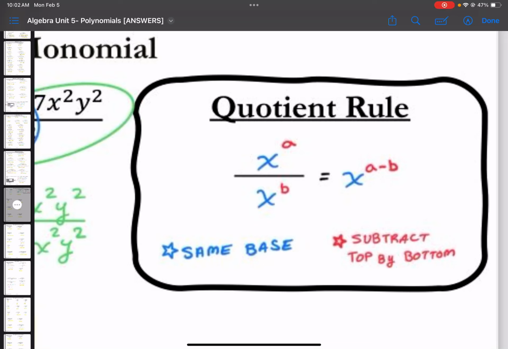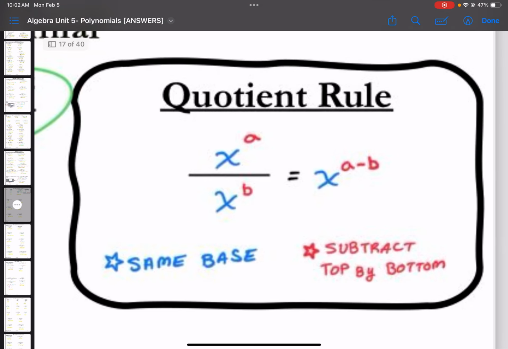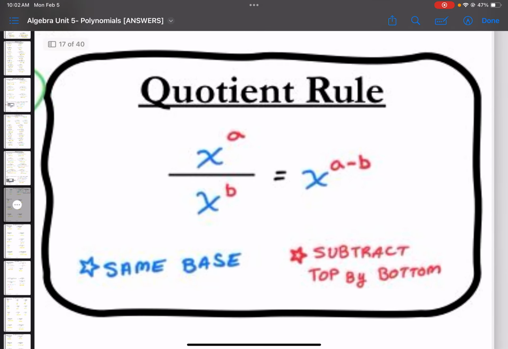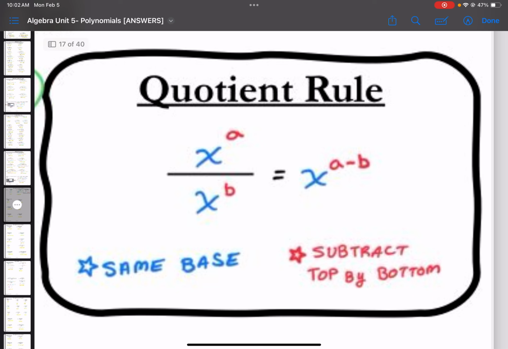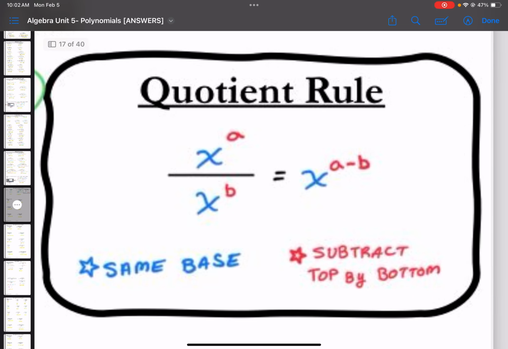Let's take a look at dividing polynomials, or dividing a polynomial by a monomial. As I said before, you're going to need to know your exponent rules. For this one, we're going to be using the quotient rule. So you subtract top by the bottom. You never do it in reverse. You do not do bottom minus top. It's always top minus bottom.